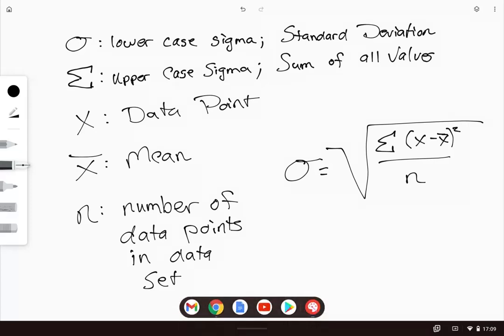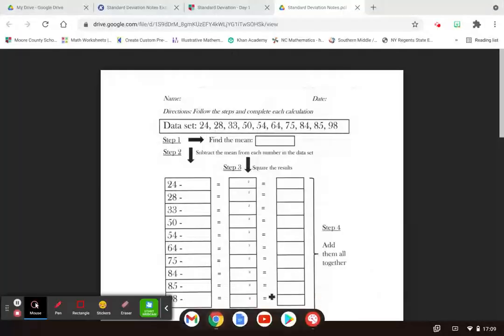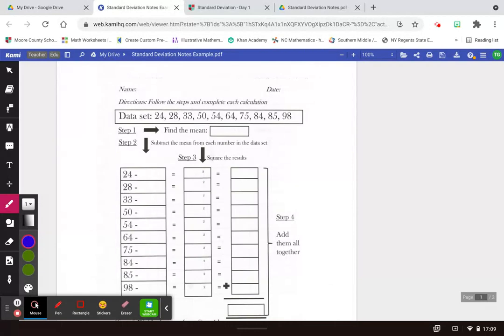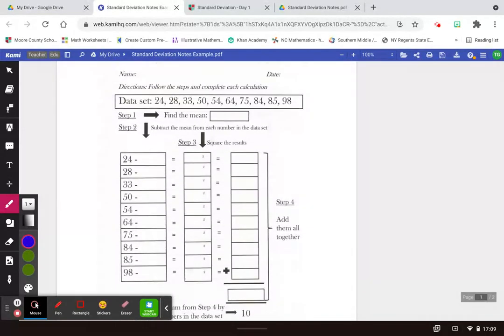Okay, so if we go back to your sheets for today, we're basically going to use this graphic organizer to complete that standard deviation formula that we just wrote. Okay, so if you look here, you're given a data set of 10 numbers. So the first thing that you need to do is find the mean. So please pause the video. I know I'm going to write these things down as we go along, but please don't just copy my work. Find the mean yourself and then resume the video once you find the mean.